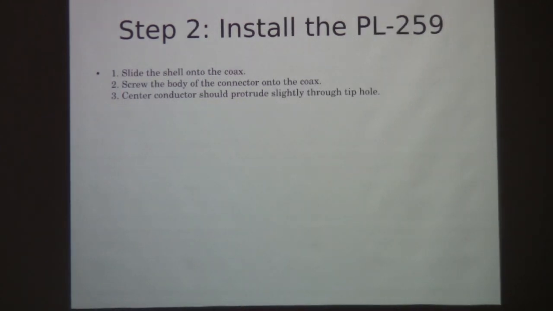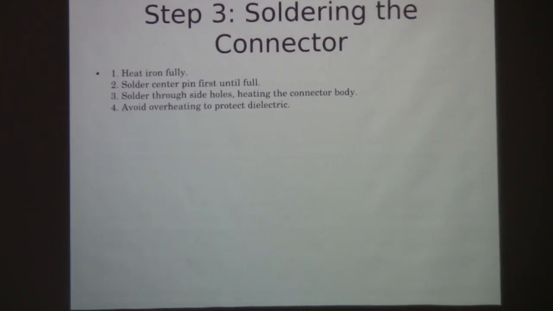So then you slide the shell onto the coax, and then you screw the body of the connector onto the coax. You'll know it's screwed on far enough because you'll be able to see the braid through all the holes, and that's what you're going to solder. The center conductor should protrude slightly through the center. If it protrudes a lot, it's not a big deal, you can cut it off. But if you're careful, you can make it work.